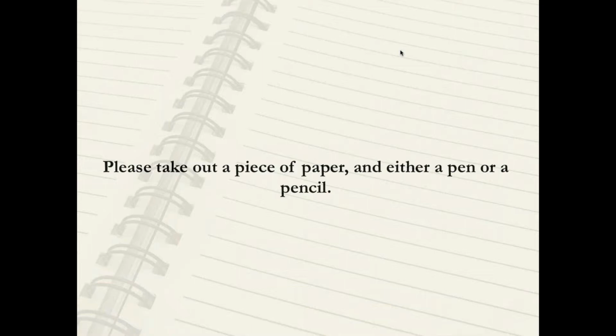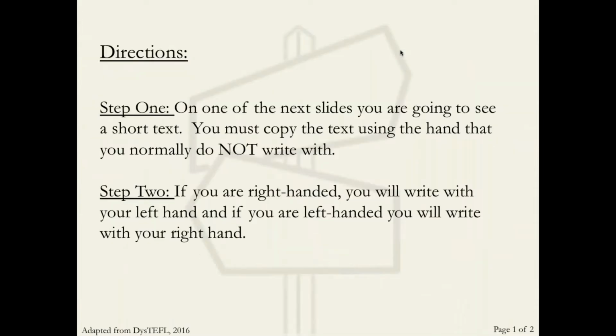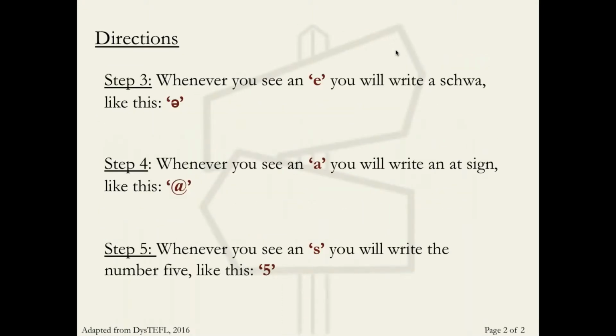Okay, so you're going to have to take short notes. And I'm going to do this very, very quickly because we don't have a lot of time, and I'm not always the most quote-unquote thoughtful teacher about my students' needs. Ready? So, directions. The first step is you're going to be copying down a text. And when you're copying down this text, you must use the hand that you normally do not write with. So if you are left-handed, you will write with your right hand. If you are right-handed, you will write with your left hand. Does that make sense? I hope that makes sense.